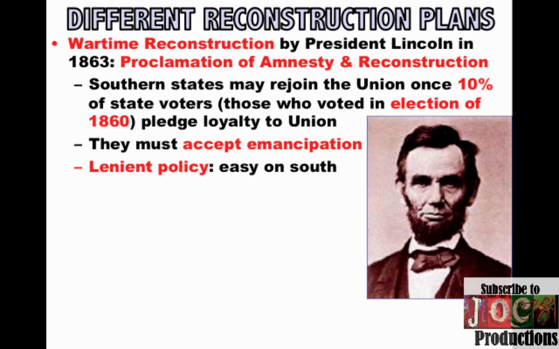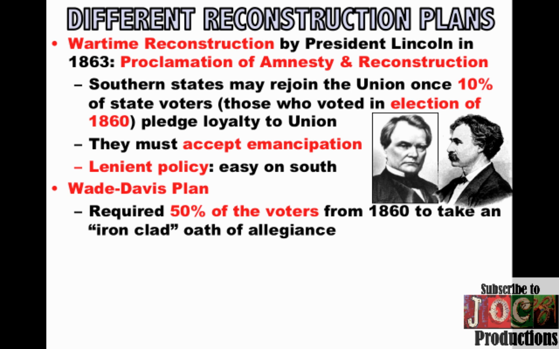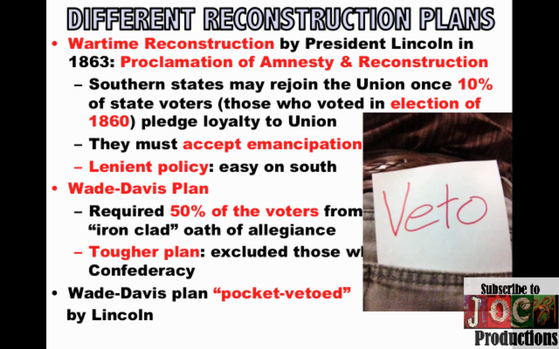And it was easy on the South. But not all Northerners agreed with Lincoln. In fact, Congress comes up with its own plan called the Wade-Davis Bill, named after its two chief architects. Their plan was a little bit more strict. It said basically Southerners had to have 50% of the voters from the election of 1860 take an ironclad oath of allegiance. And if you were a Southerner who helped out the Confederacy, you are excluded from these new governments. This plan was much more strict, but it was pocket vetoed by Lincoln, meaning he doesn't sign it, so it doesn't go into law.